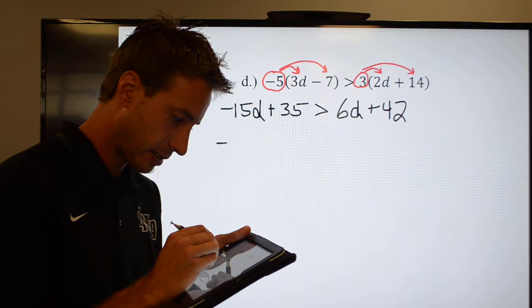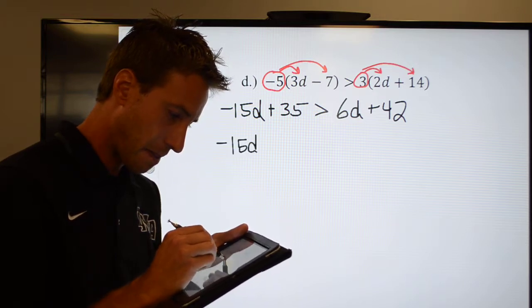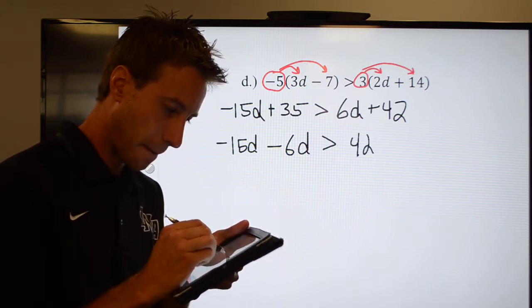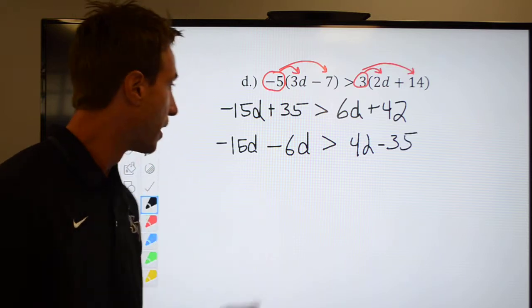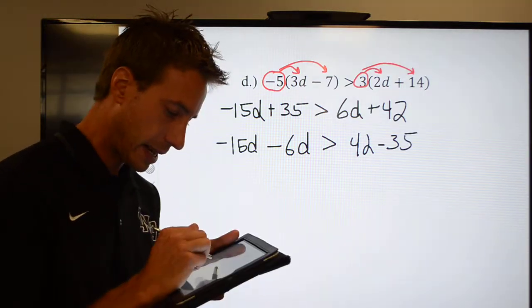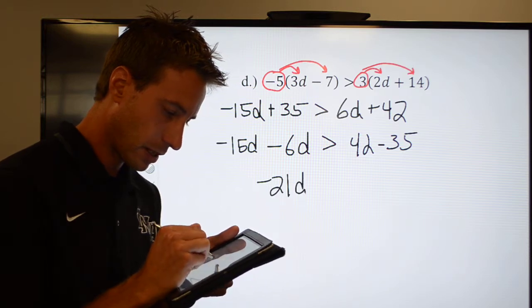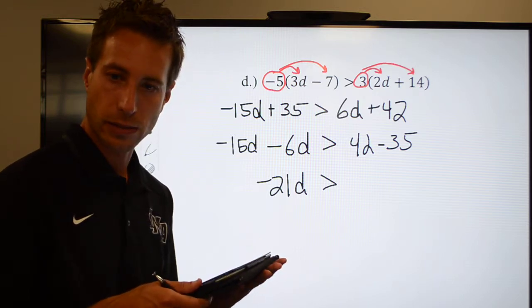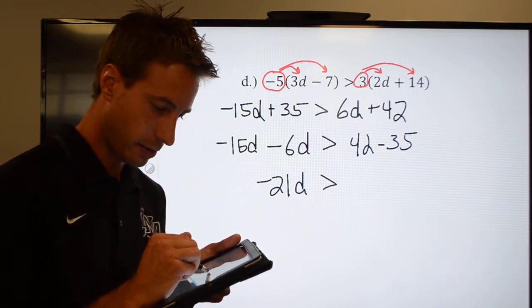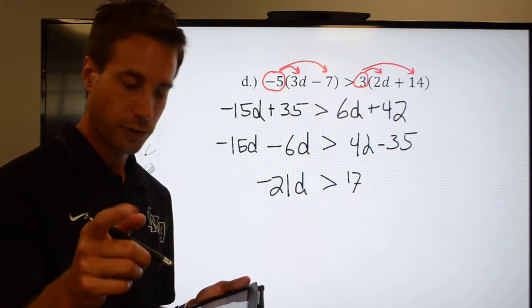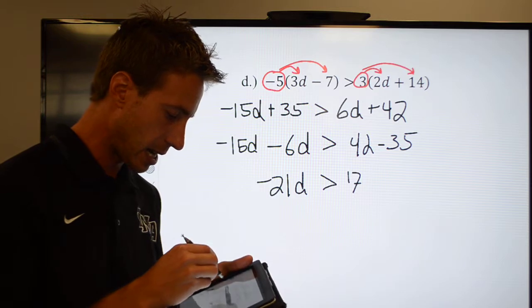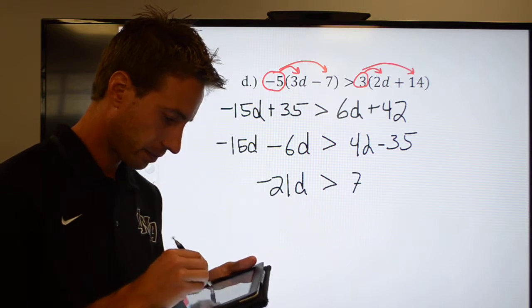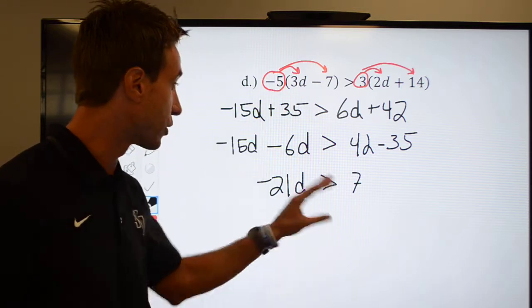So I will have minus 15d minus 6d. And then I'll have 42 minus 35. These are like terms. I can combine them. I get minus 21d greater than, when you do 42 minus 35, you should get 7. Double check your calculators for me to make sure I didn't fat finger something, but that is a 7. So negative 21d is greater than 7.